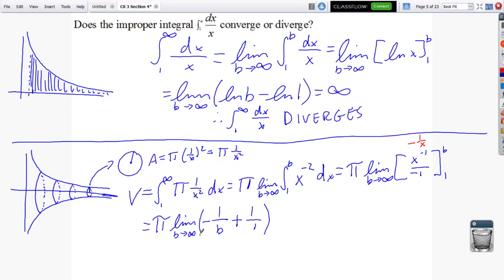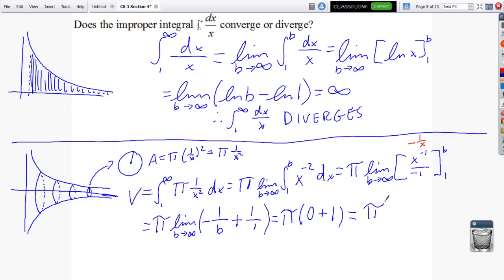I have the limit as, sorry, I forgot my pi. I want that constant multiple to hang around there. So we got pi times limit as b approaches infinity. Well, 1 divided by infinity, any finite number divided by infinity is 0. Plus 1 divided by 1 is 1. So what happens with Gabriel's horn when we take this infinite area and rotate it around the x-axis, we actually produce a finite volume, which is pretty freaking cool.